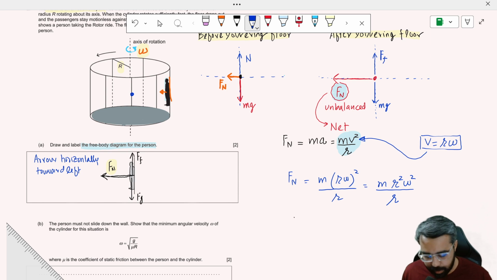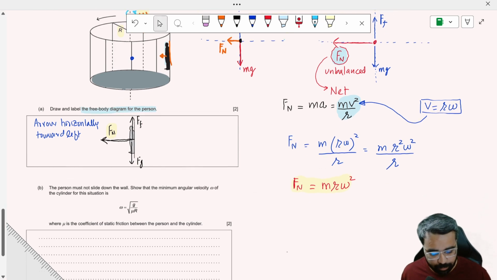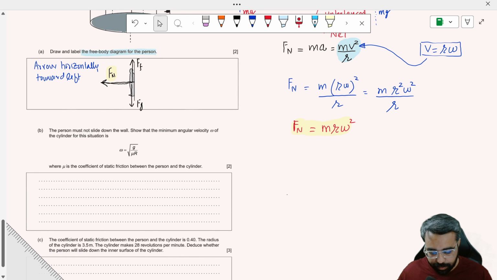So what is the equation of the normal force that we get? And the normal force, don't forget, is a centripetal force. So N equals m r omega squared. Now we have an equation in terms of omega, the angular velocity. In the next question, they say derive the minimum angular velocity required.